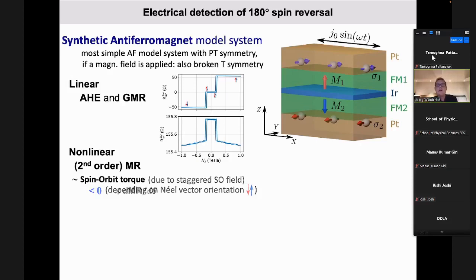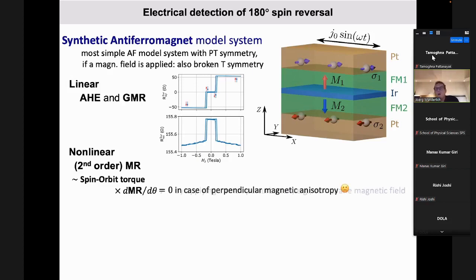Unfortunately, another requirement we have here is that the linear response magnetoresistance as a function of this perturbation should not be at a maximum or at a minimum, right? So the differential of this magnetoresistance should not be zero. And indeed, this is not the case in an out-of-plane anisotropic material. However, if you apply a small perturbation with a magnetic field, if you perturb your system a little bit, you actually will change this and you should be able to measure this nonlinear AMR.